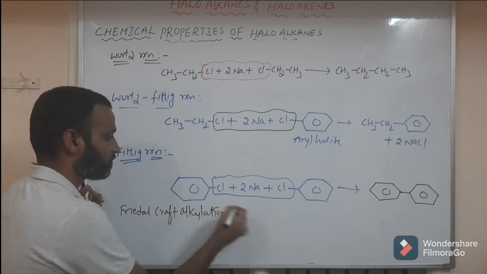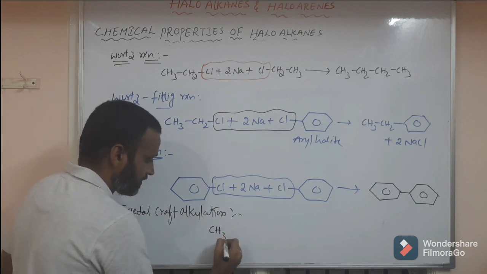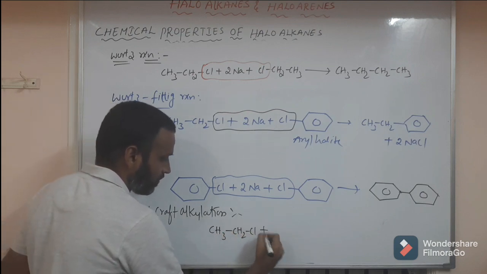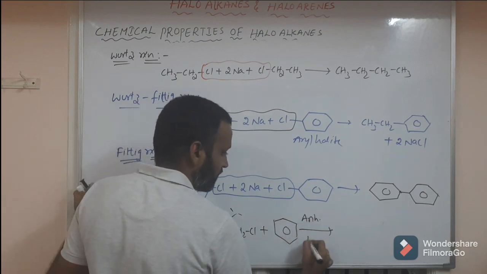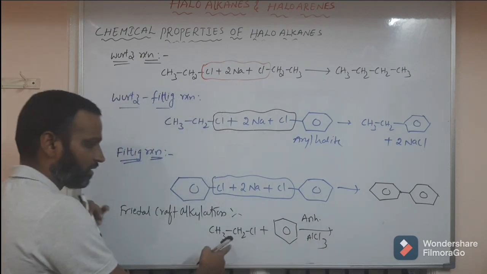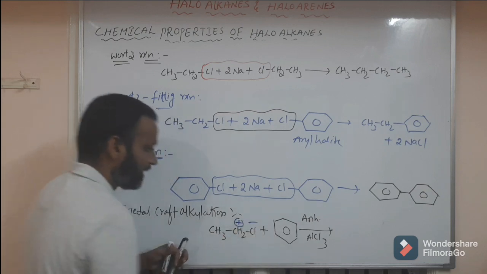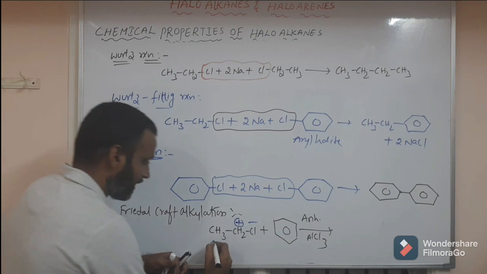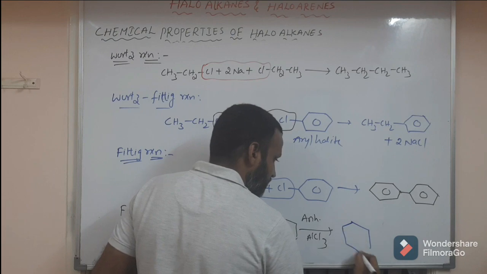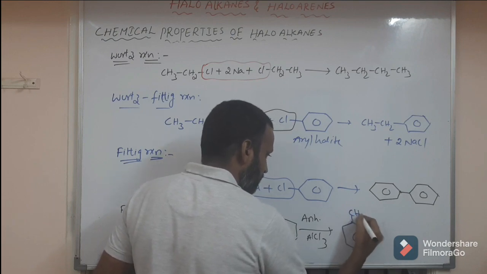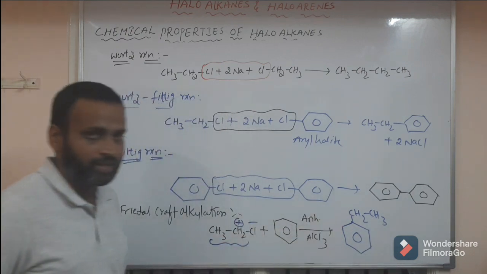This also happens. This is also like an electrophilic substitution reaction. Suppose CH3CH2Cl reacts with benzene in the presence of anhydrous AlCl3. If you take methyl chloride, then this will be like CH3 plus and Cl minus. So it is electrophilic substitution. Then what is the product here? C6H5 and here you are having CH2CH3. If you are having just methyl chloride.